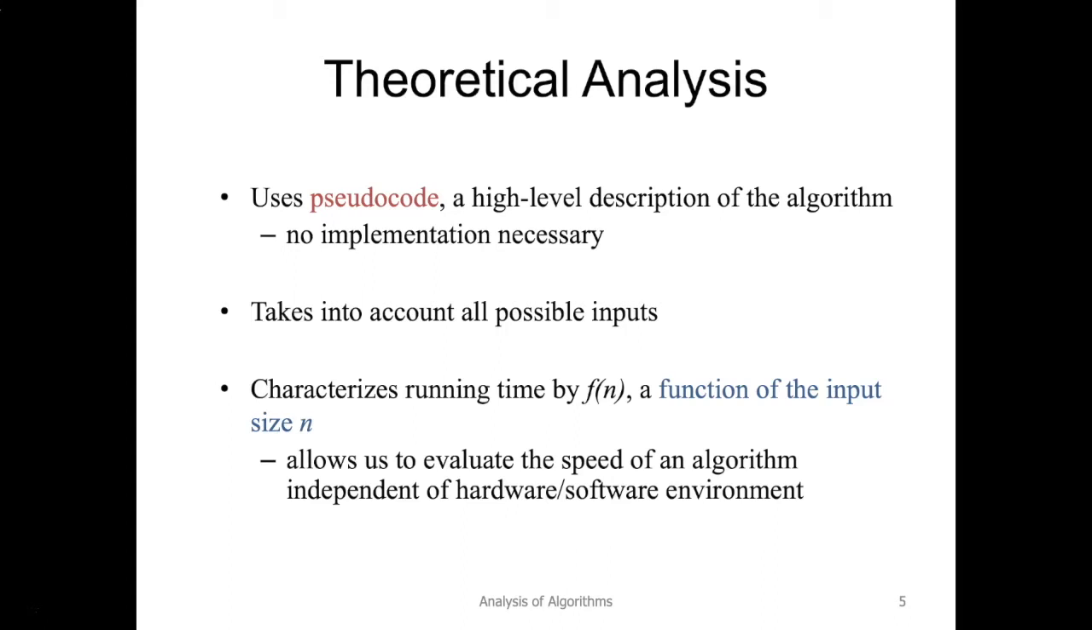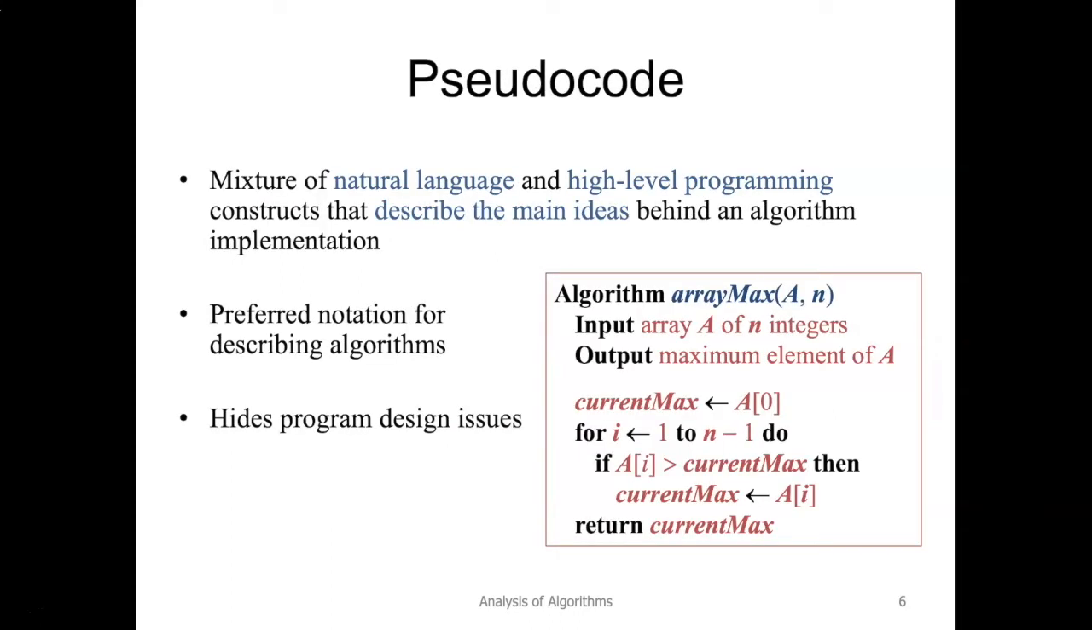And we'll look at the running time of this algorithm by f of n, a function of the input size. So n is how many elements we're inputting into our algorithm. This will let us evaluate how fast an algorithm is, completely independent of the hardware or software that we're working on. So pseudocode is essential in analyzing the theoretical runtime of an algorithm. So let's see what that looks like.